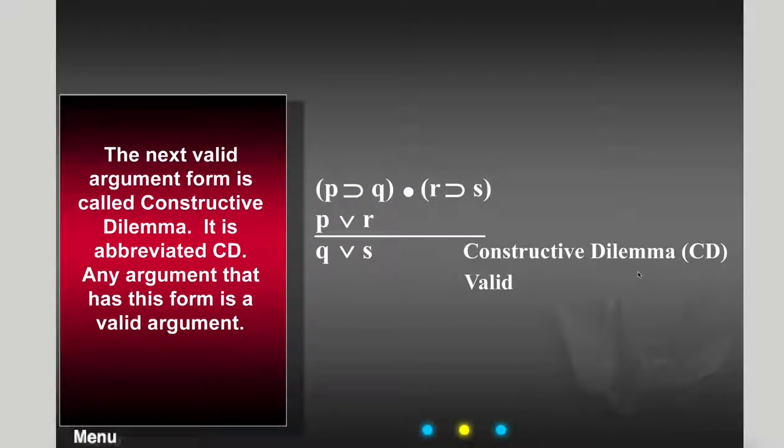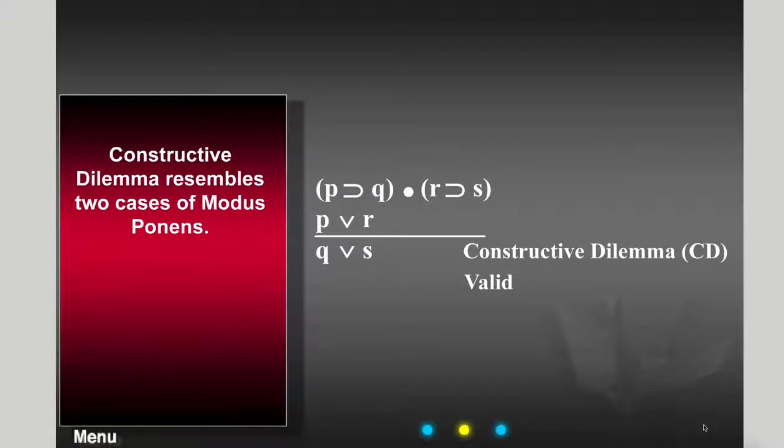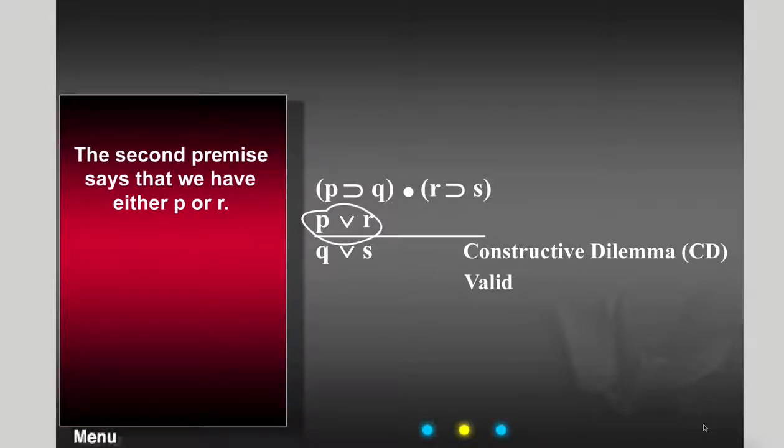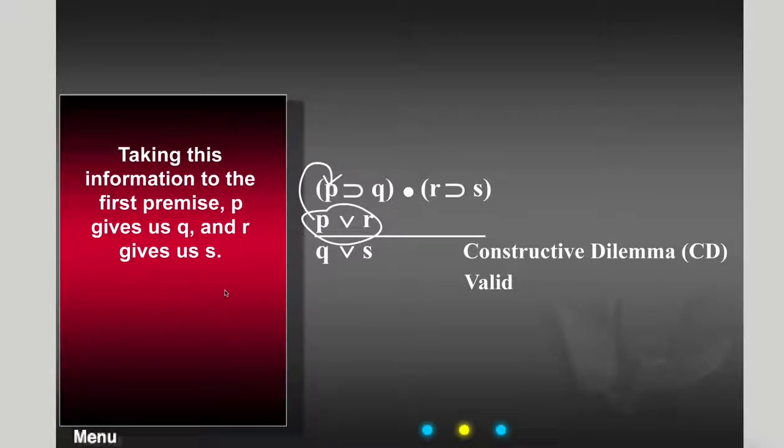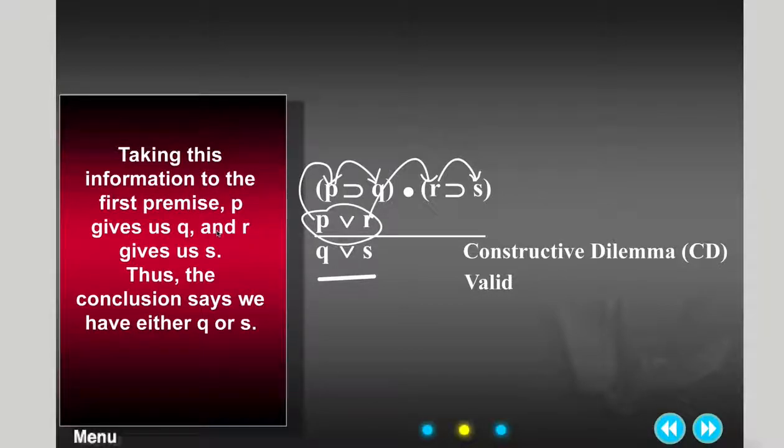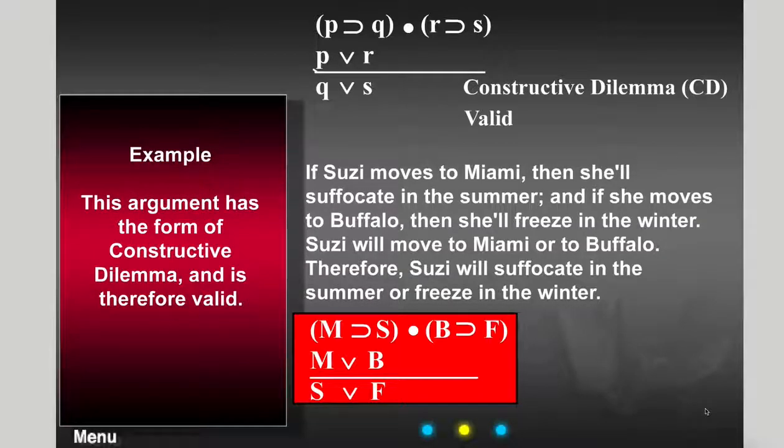This is called the constructive dilemma. It is always valid. Okay. It is abbreviated as CD. Any argument that has this form, of course, is valid. Constructive dilemma is actually a combination of modus ponens and the disjunctive syllogism. All right, so taking this information to the first premise, P gives us Q, and R gives us S. Thus, the conclusion says we either have Q or S. Okay. So, it's always valid, right?